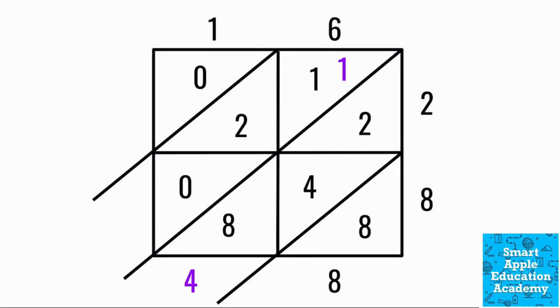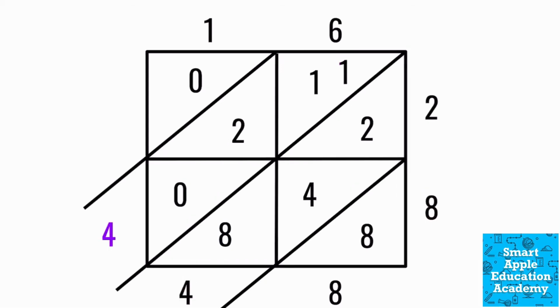Now let's look at the next diagonal. We have 1, 1, 2, and 0. Let's add those numbers together. What is 1 plus 1? 1 plus 1 is 2. What is 2 plus 2? 2 plus 2 is 4. What is 4 plus 0? 4 plus 0 is 4. So we're going to put a 4 there.